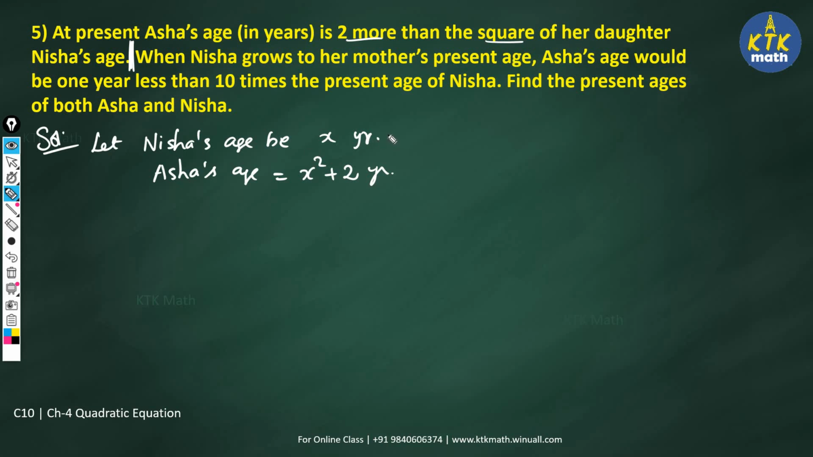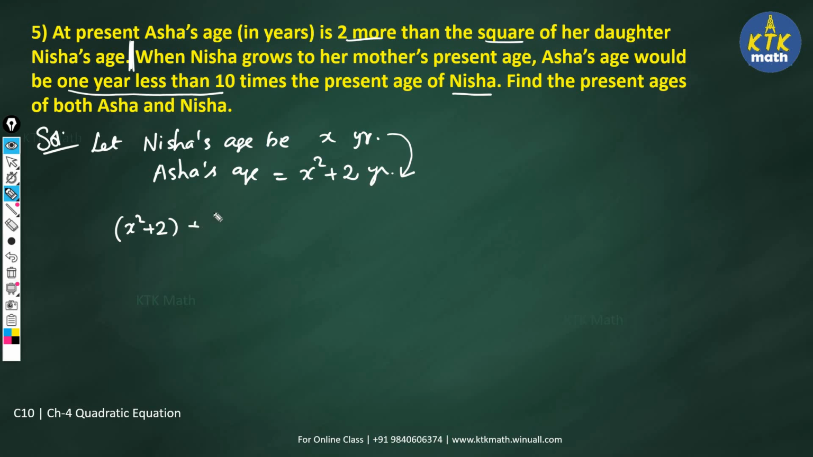When Nisha grows to Asha's age, that is her mother's age, it would be 1 year less than 10 times the present age of Nisha. Okay, so try to understand, this is a very interesting and important part. I am going to take x square plus 2 as Asha's age.